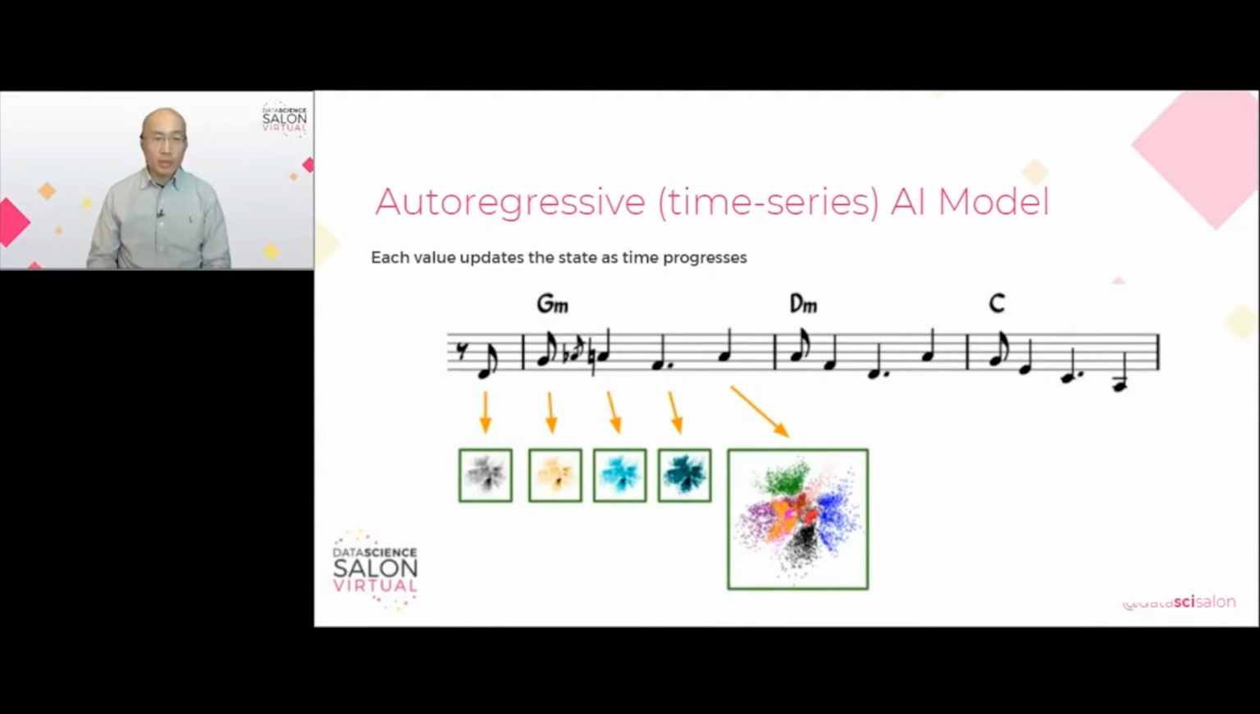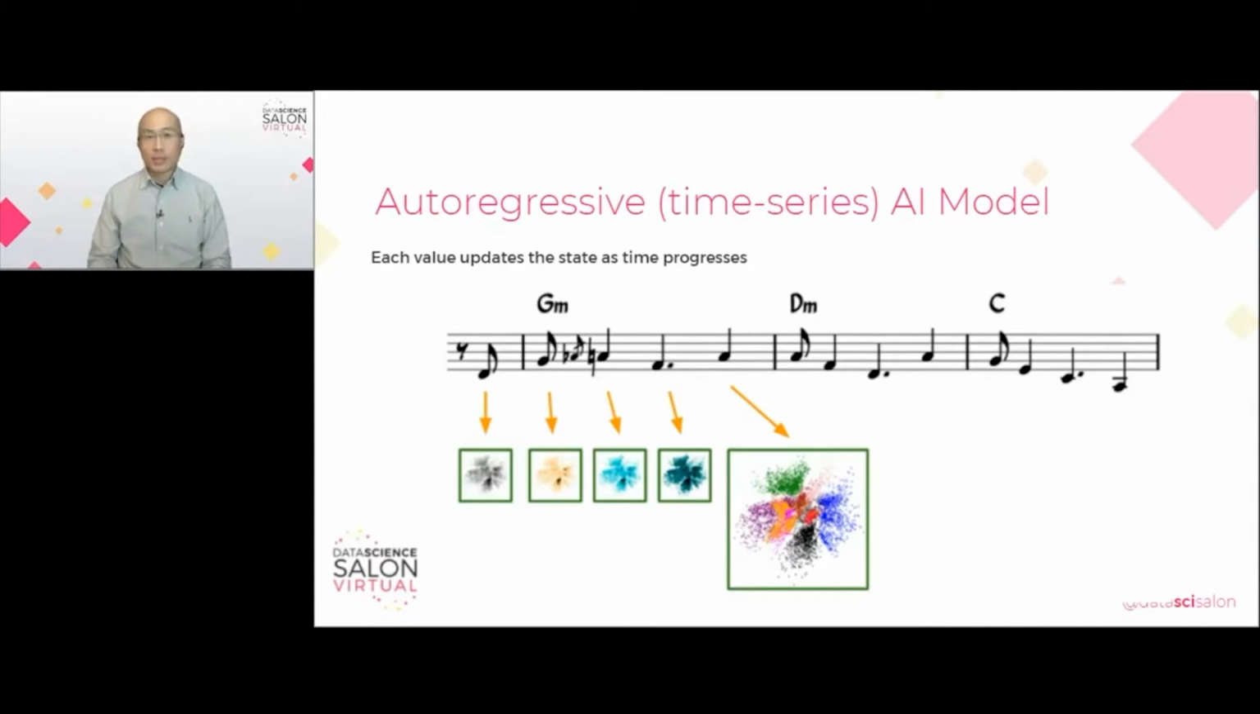So the way that this works is that during training, each value updates an internal state as the time progresses. So the deep learning AI actually keeps an internal state, and when it sees this note, it will update the state to, let's say, gray. And in the next time step, for this note, it would update the state to orange, and so on. So during training, what's actually getting updated are these orange arrows. So the AI learns, given a sequence of notes, how to represent it internally, how to represent the state internally.